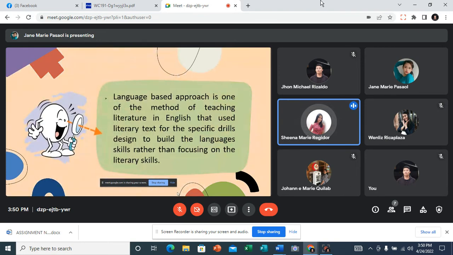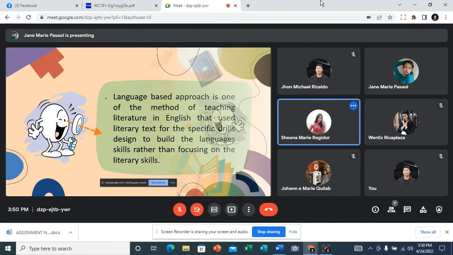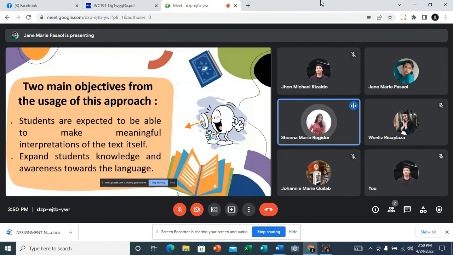And also, language-based approach is one of the methods of teaching literature in English that uses literary text for the specific drills, designed to build the language skills rather than focusing on the literary skills. So next slide. So there are two main objectives from the usage of this approach. So first, students are expected to be able to make meaningful interpretations of the text itself. Second is expand students' knowledge and awareness towards the language. So next slide.